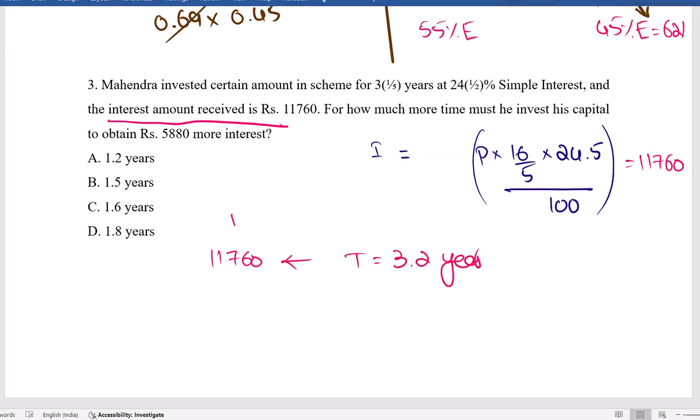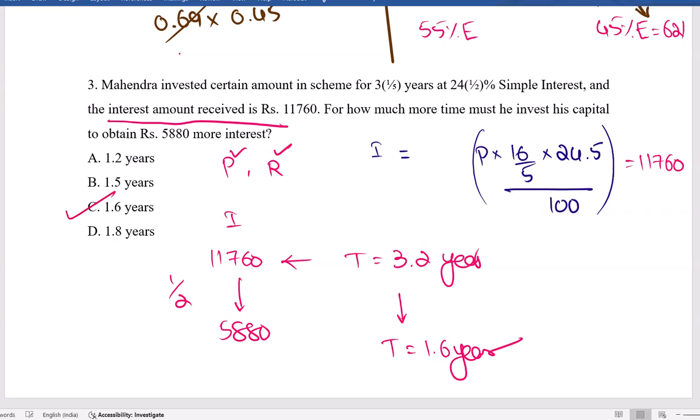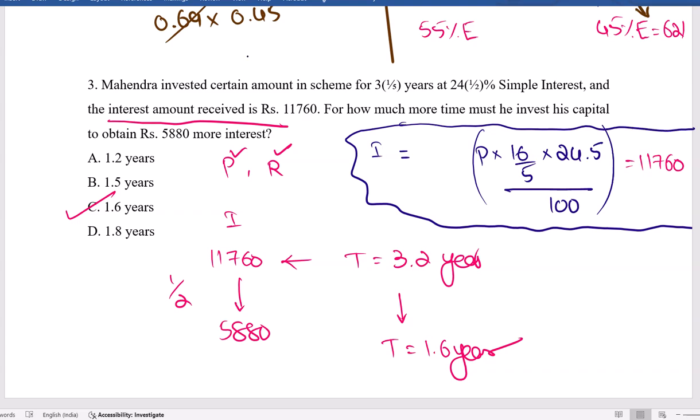This is interest. Now you want 5,880 more, means half of this. As remaining all are constant, principal constant, as rate of interest is constant. Okay, when interest is half, I require timing half. If you want extra 5,880, spend extra time 1.6 years. So option C is correct. This is not required any of this stuff. Okay, in fact, this is interest only they have given here. Okay, 1.6 years is the answer.